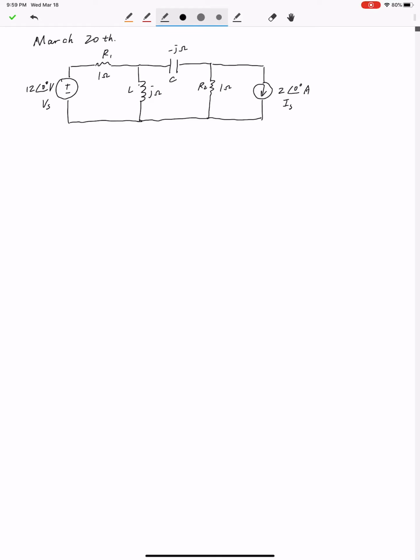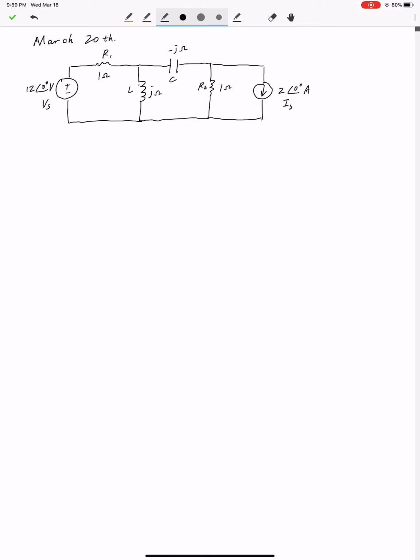Alright guys, let's get started. Today we are going to continue on chapter number 4 and show you guys more examples of using DC circuit analysis methods to solve AC circuits.